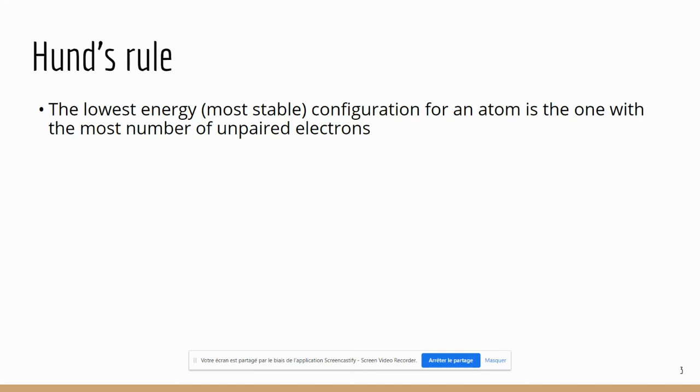So Hund's rule just states that the lowest energy, most stable electron configuration for an atom is the one with the most number of unpaired electrons, which just means the highest number of electrons that have spin up that don't have a spin down in the same orbital with them when we draw the orbital diagram. And this will help us account for the cases where there are exceptions to the Aufbau principle.